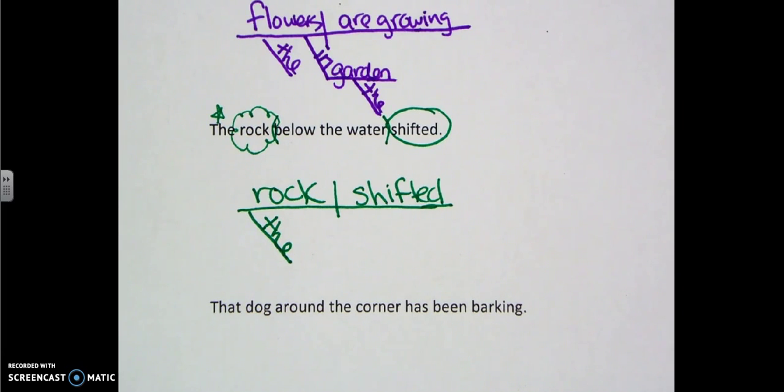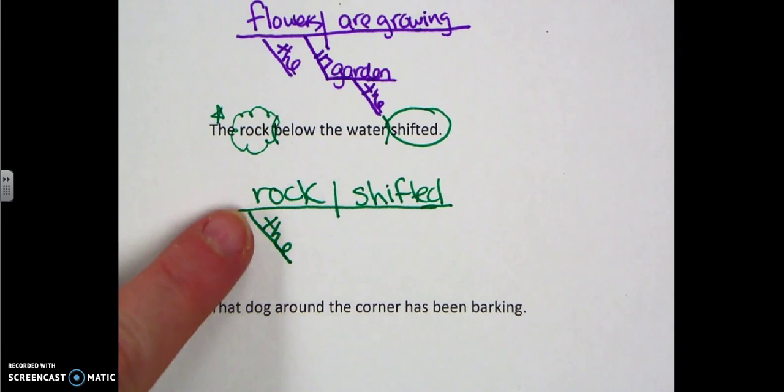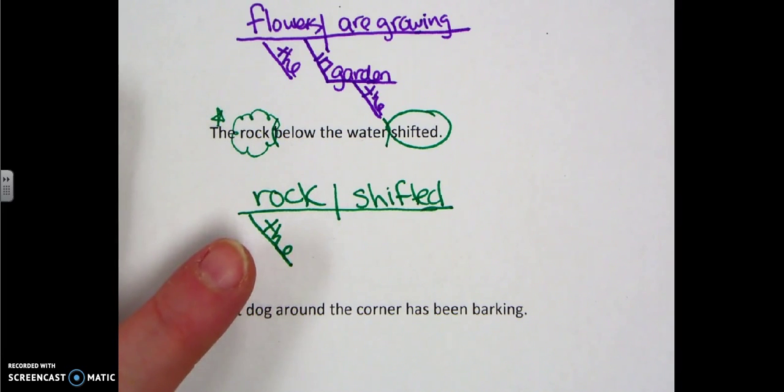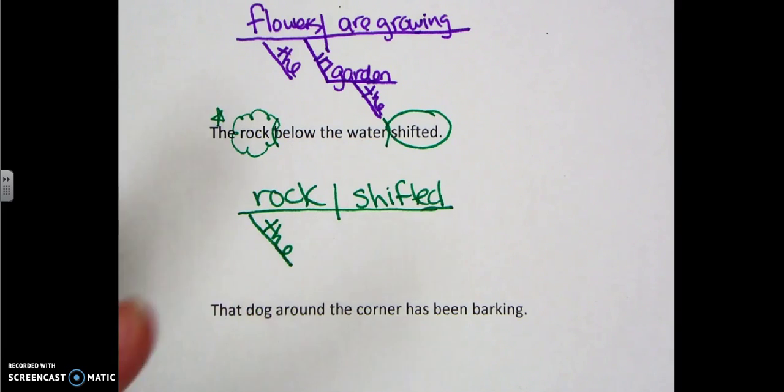The rock below the water shifted. So right now I can see that below the water it's telling me where the rock is. Not where it shifted, but where the rock is. It's which rock it is. The rock below the water. Okay, so it's working as an adjectival phrase since it's talking about rock. So we're going to put the prepositional phrase underneath the simple subject since that's what it's giving more information about, since it's being treated like an adjectival phrase.